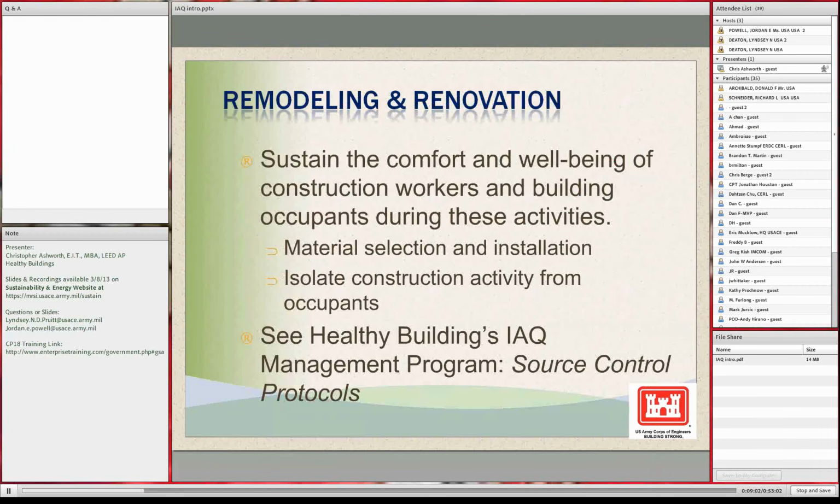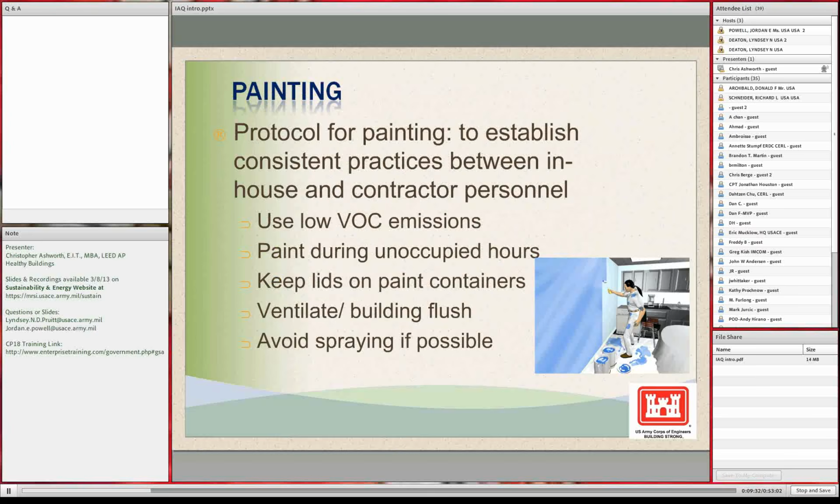So the first thing we're going to talk about is remodeling and renovation, sustaining the comfort and well-being of the construction workers. And not just the workers, especially if you're doing tenant build-out work, it's the issues of the other workers that are going around. And actually, if you see here, it says Healthy Buildings IAQ Management Program. It should actually state the I-BEAM protocols. I-BEAM has various protocols produced through the EPA, and there are easy ways to manage these pollutant sources.